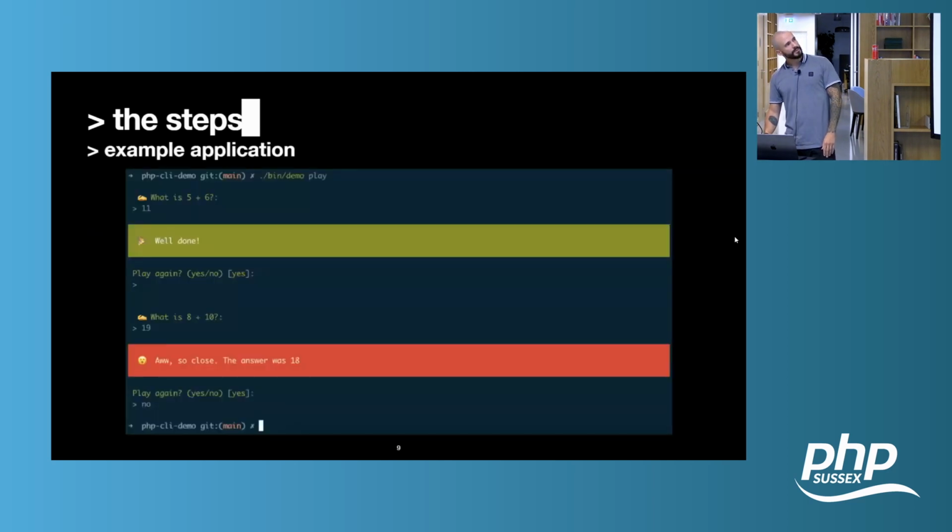Okay, so this is what we are building today. It's a game. It's a game of sums, very simple. The game asks the player some questions. The player can give an answer. The answer is either right or wrong. And every time the player gives an answer, the game asks if the player wants to play again. And that's it. Very simple.